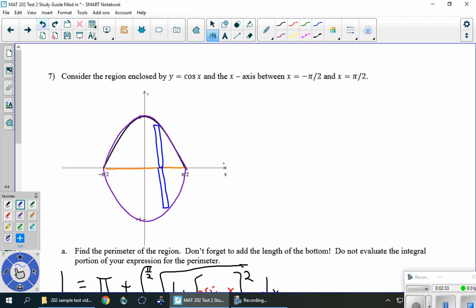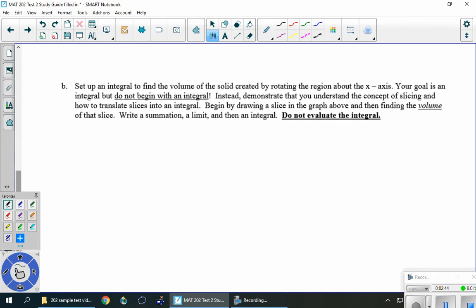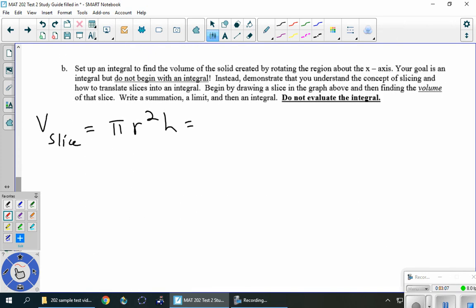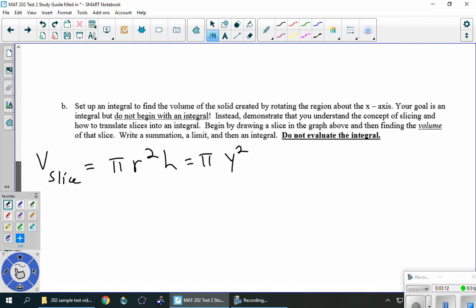As we take that slice and spin it around the x-axis, are we getting a disc, a washer, or a shell? Hopefully we see this is a disc, so we're just going to do the disc formula. The volume of one slice is equal to, all I know about discs is pi r squared h. Let's go back up and label the point on the curve at the rectangle that we chose. Let's call this x comma y. Which one of those letters is the radius of this disc? It's the vertical, which is the y. So pi y squared.